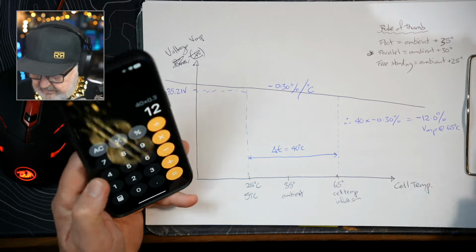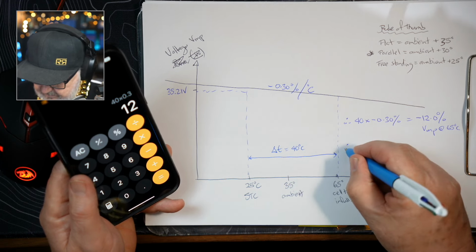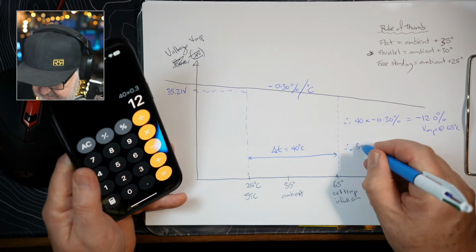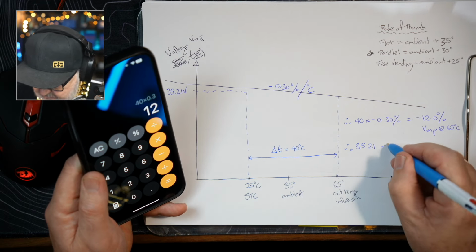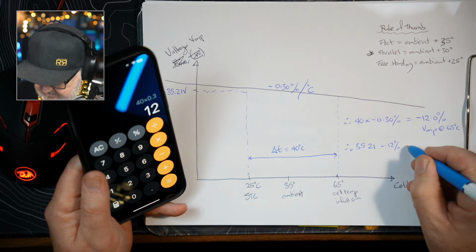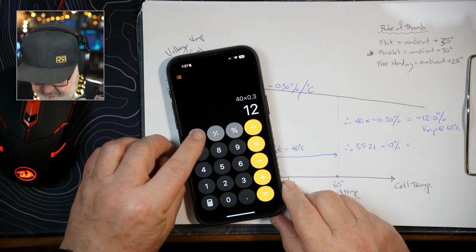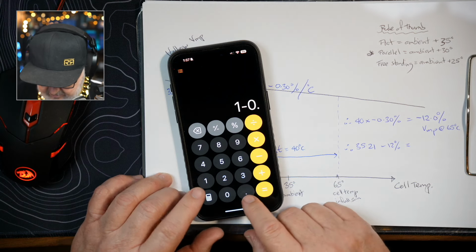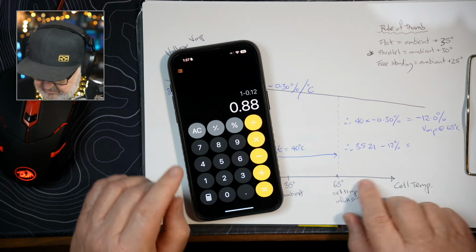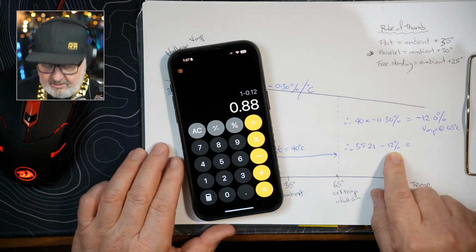So how much voltage have we lost? Well, we started off with 35.21 volts, minus 12%. It's like doing your GST in reverse. So what do we get? Okay, so if I go 1 minus 0.12, I'm multiplying that number by 0.88, which is the way of taking off 12%.